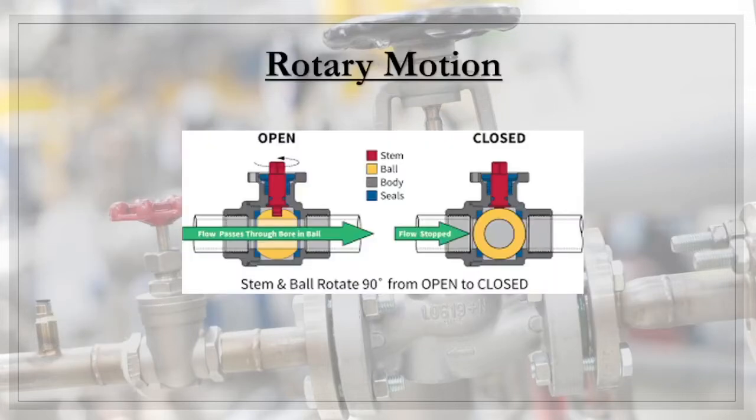Let's go into the example of rotary motion. Here I'm showing you an example of a ball valve. In rotary motion valves, or rotary valves, there are a lot of types as well, for example the check valve and butterfly valve. Here I put an example of a ball valve. You can see the flow passes through the bore in the ball. When the ball closes, the flow stops. We also call it a quarter turn, meaning the operation is in a 90-degree or quarter quadrant.